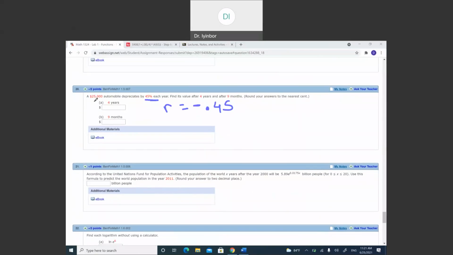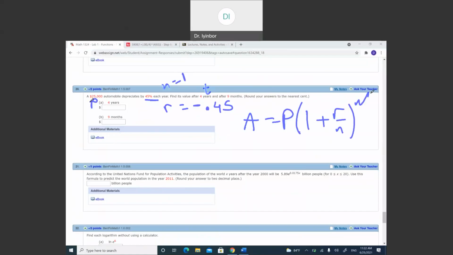This is the principal again, 25,000. And they're asking the time is 4 years, and the other one is 9 months. So you have two different times. And we have depreciation each year, which means N is annually. So we're going to use the same formula, A equals P times (1 plus R over N) with exponent NT.